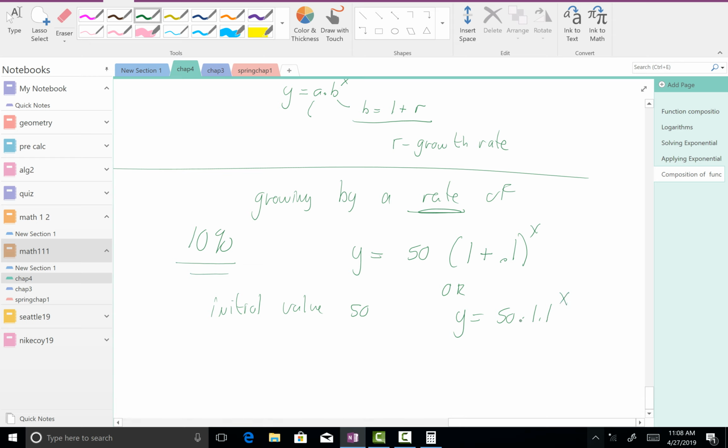So there's a difference between rate and factor. We want to make sure you get that. And I think there's times where they mention in here about a rate. So you have to make sure that you distinguish between those two.